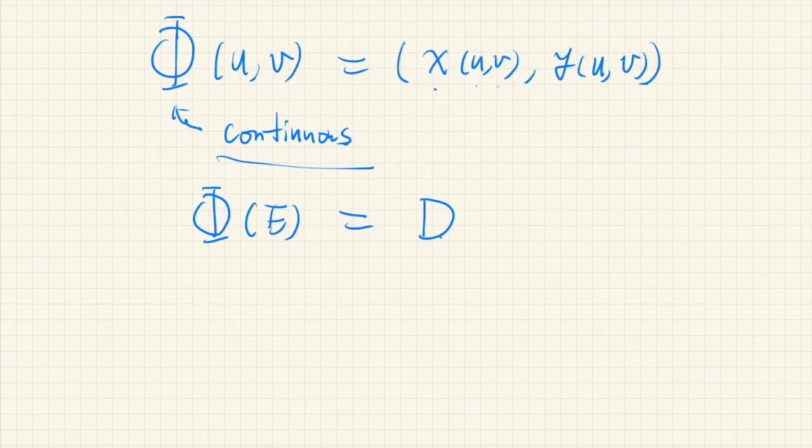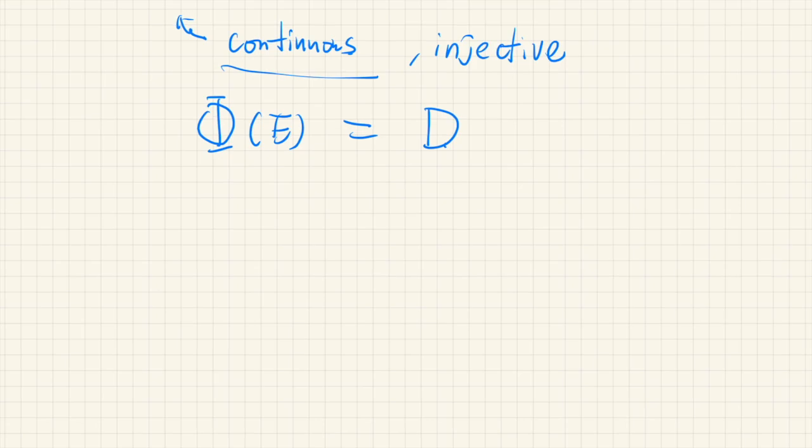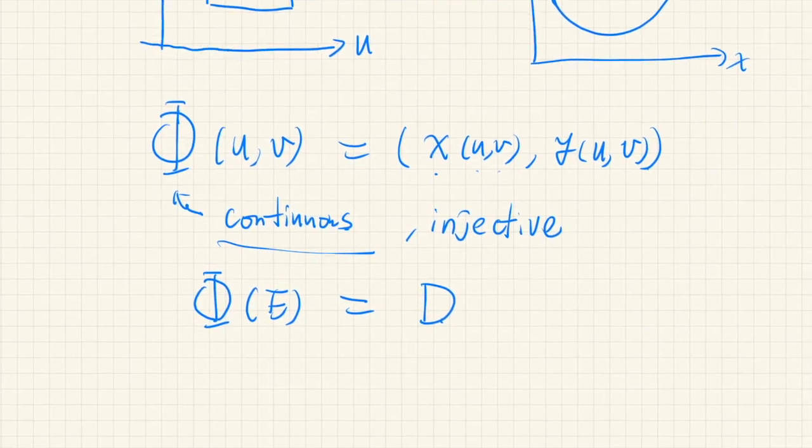Furthermore, we require this map to be injective. That means two different points in E are mapped to two different points in D. It does not happen that two different points in E map to the same point in D. And also, we require that the determinant of the Jacobian of this phi is non-zero everywhere in E.